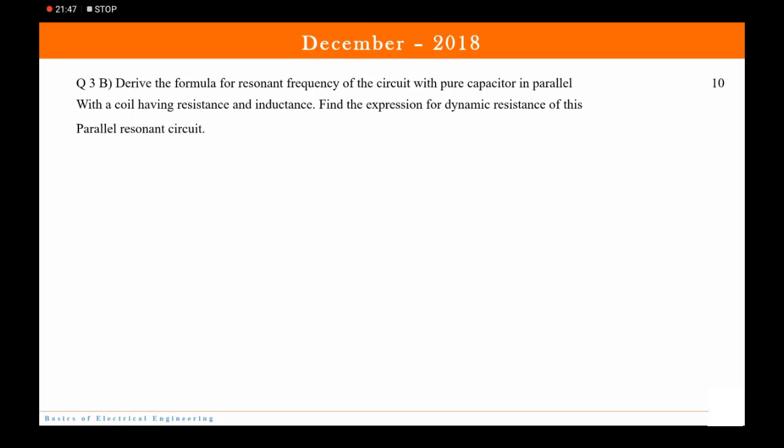Next question, question number 3b. Derive the formula for resonance frequency for the circuit with a pure capacitor in parallel with a coil having resistance and inductance. Now again, in chapter 2, when we dealt with resonance frequency for the parallel circuit, or parallel resonance, we derived this equation and we also discussed dynamic resistance. So you can please refer to that lecture.